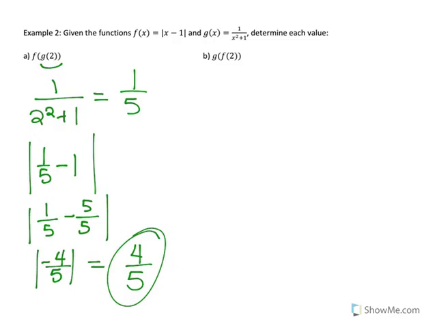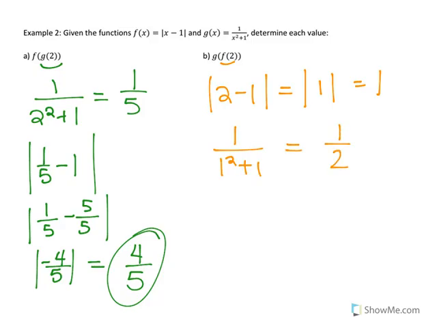All right. We're evaluating f of 2 first. So we have absolute value of 2 subtract 1, which is the absolute value of 1, which is 1. And then we have 1 over 1 squared plus 1, which is 1/2. So there it is. Very easy.